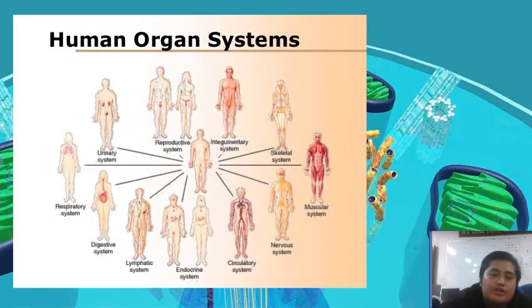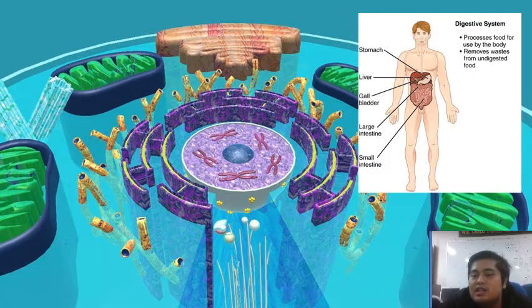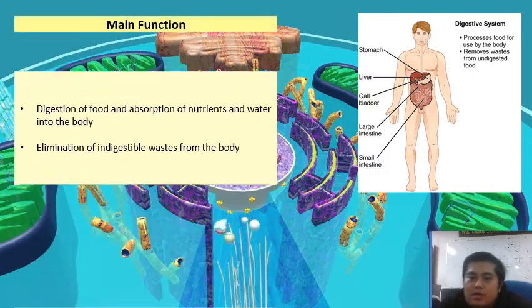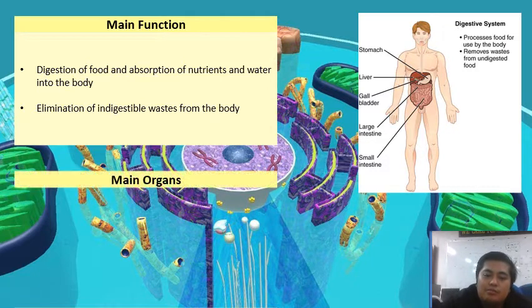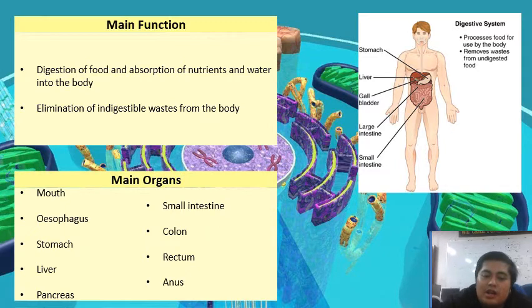So, in the human organ system, we have around 13 systems in our body. Kita ada 13 system. So, first kali kita ada digestive system. So, main function dia adalah untuk digestion of food and absorption of nutrient and water into the body. And also used to eliminate indigestible waste from the body. So, main organ yang terlibat adalah kita punya mouth, esophagus, stomach, liver, pancreas, small intestine, colon, rectum, and anus.